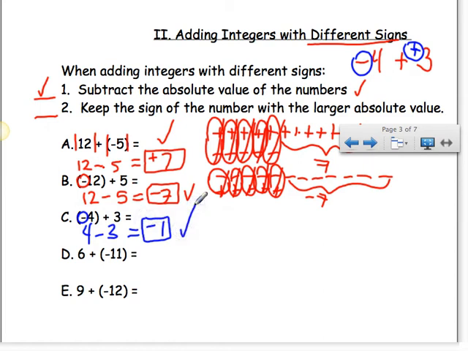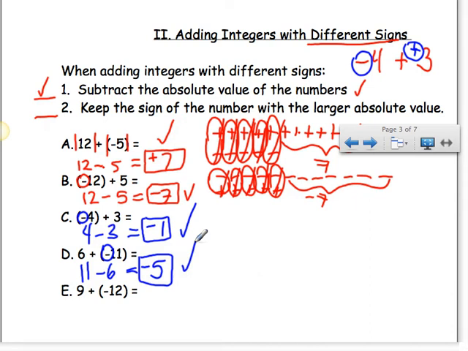D, you had 6 plus negative 11. Since they have different signs, you should have subtracted them. Just to keep it easy, you put that larger number first, so there's no negatives. You have 11 minus 6, which equals 5. Then you need to keep the sign of the bigger number, which was a negative. So your answer should have been negative 5.